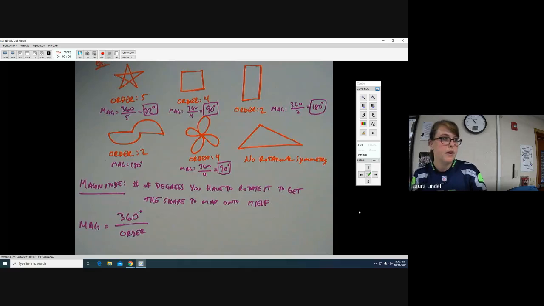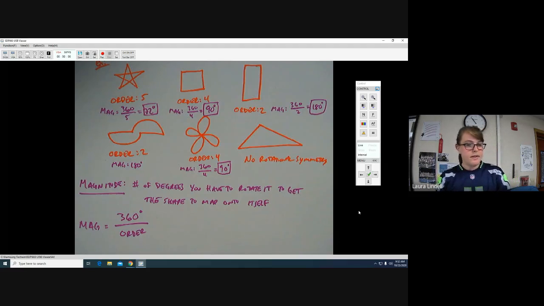Okay. So that's rotational symmetry. That's everything we need to know about rotational symmetry. So the rest of today is going to be spent kind of reviewing here and getting some time reviewing all of our different transformations and also our different types of symmetry.